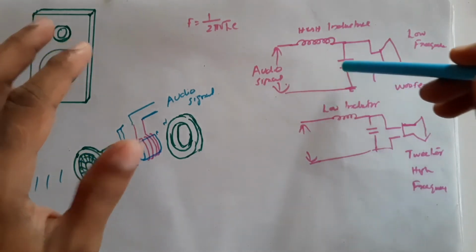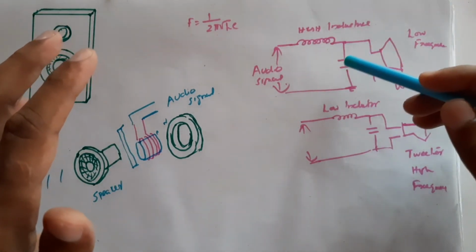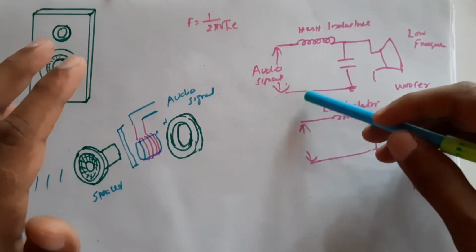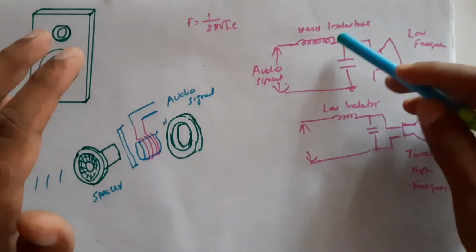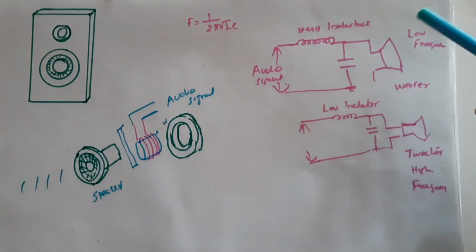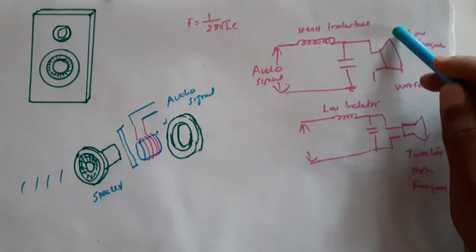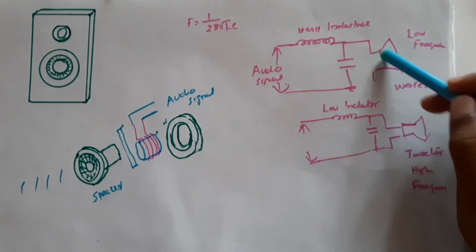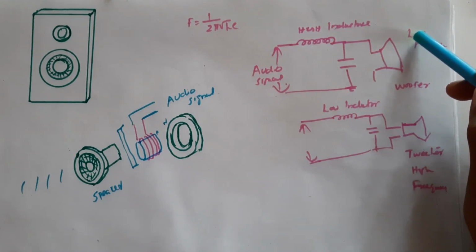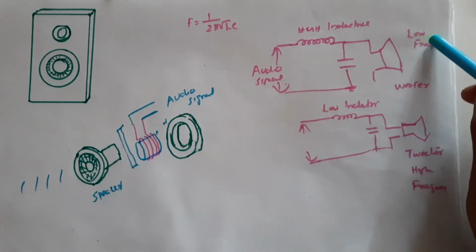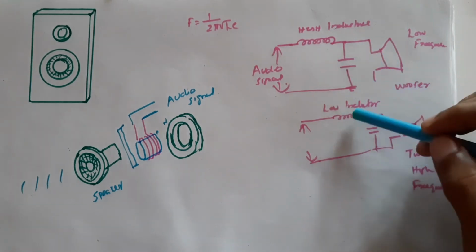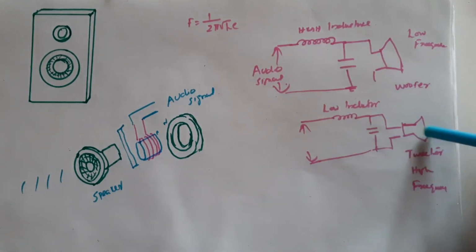The human ear can listen to frequencies from 20 hertz to 20 kilohertz. So a woofer is used to pass frequencies up to 2 kilohertz. From 20 hertz to 2 kilohertz, the woofer is used. Above 2 kilohertz, the tweeter is used. So this is how a speaker is working.